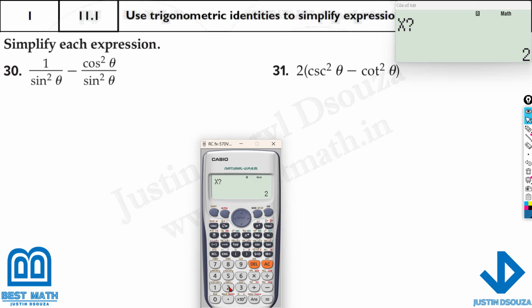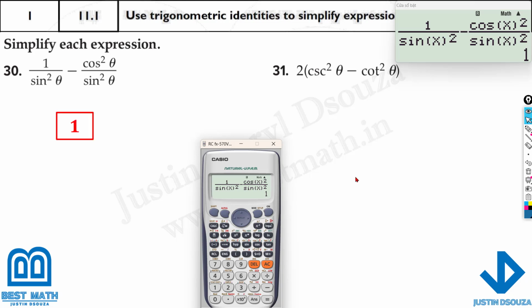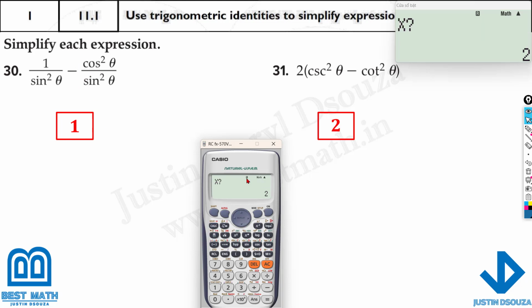Now let me calculate it at 2. I'm getting 1. Let's look into the option. Okay, this is not an identity. You get the value 1 itself, so it doesn't matter what x value you take. Let's say 3, it'll be 1. Let's take 8, it'll be 1. Let's take minus 5, it'll be 1. All the values will just give you 1.